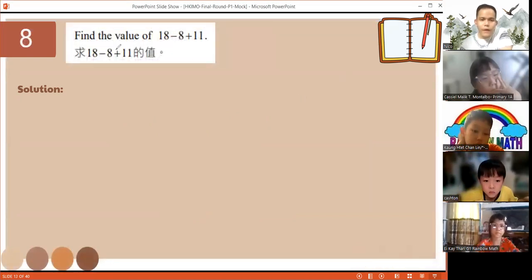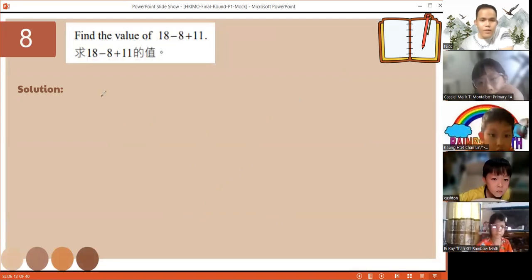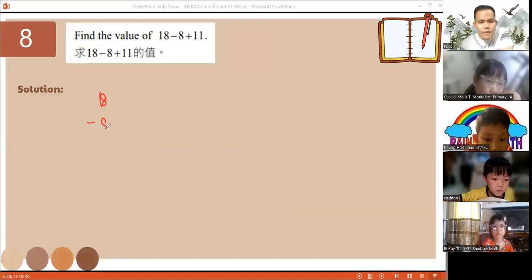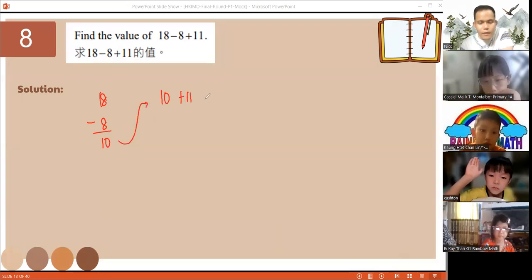Okay, this one. Find the value of 18 minus 8 plus 11. So we have here 18 minus 8, already 10. Then you need to have 10 plus 11. So that is 21. So very easy.